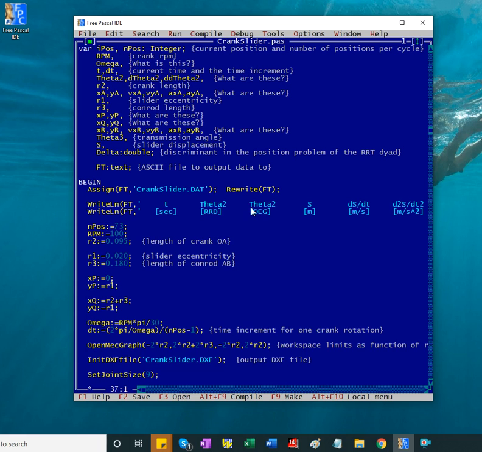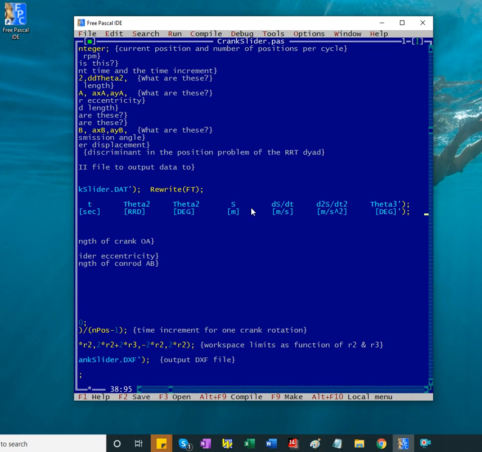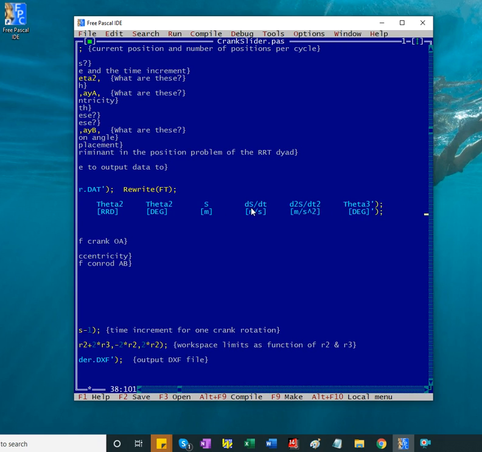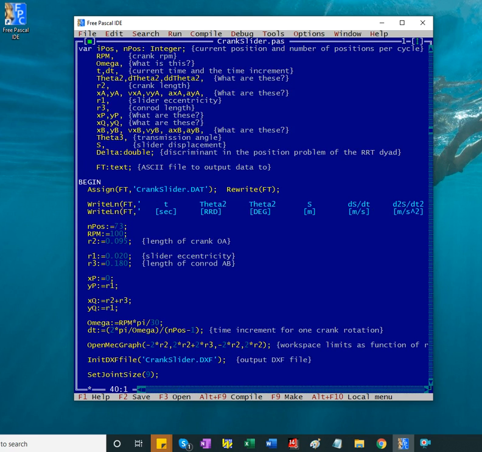Okay, this is the header to the dat file. The first line is explaining T, theta 2 in radians. In the second line: time in seconds, crank angle in radians and degrees, slider displacement, I'm sorry, crank displacement, in whatever units you assume the linear variables to be, then the time derivative of S and the second time derivative of S, and finally theta 3 in degrees. Okay.